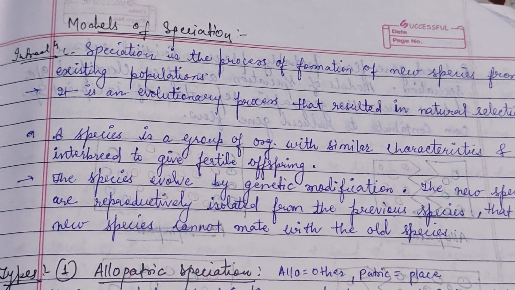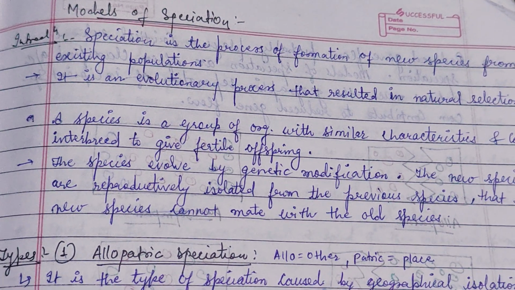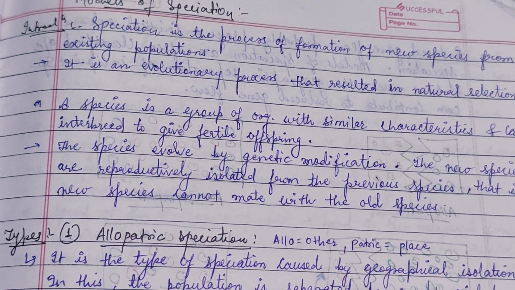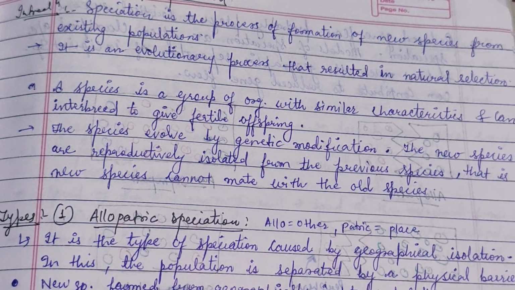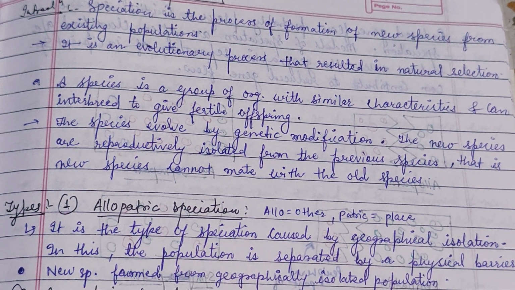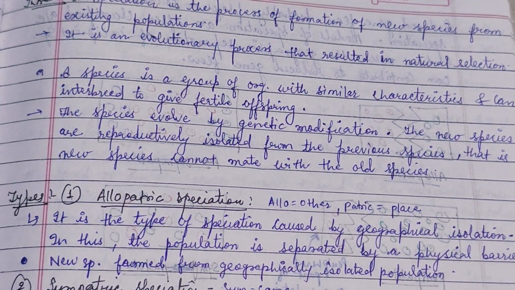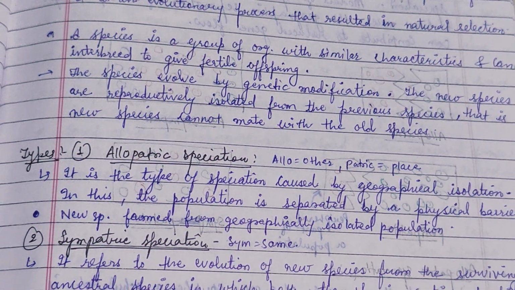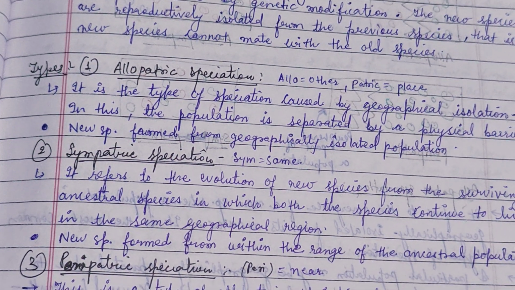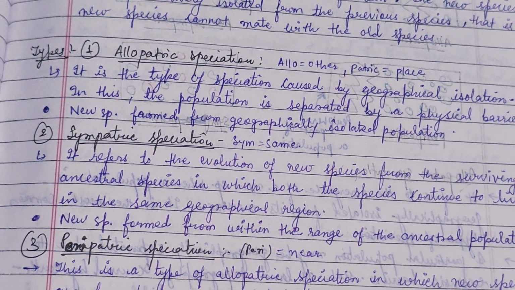Today we will discuss the topic models of speciation. Speciation is the process of formation of new species from the existing population, and it is an evolutionary process that resulted from natural selection. The new species are reproductively isolated from the previous species, that is, a new species cannot mate with the old species. The types of speciation may be allopatric, sympatric, peripatric, and parapatric.